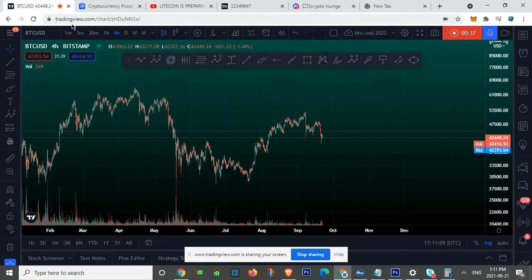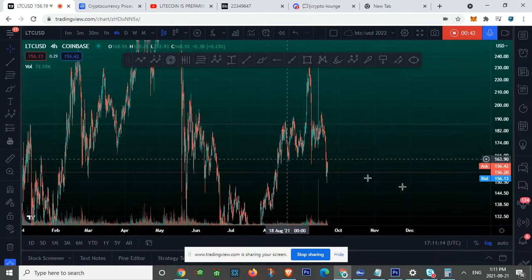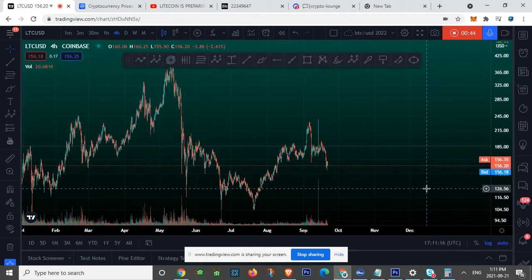So after consolidation with the majority of the coins out there, we finally got some volatility, and that's exactly what I was waiting for. It's not the direction that a lot of people were expecting. However, now that we got this move, we have a clear vision of what the market wants to do.